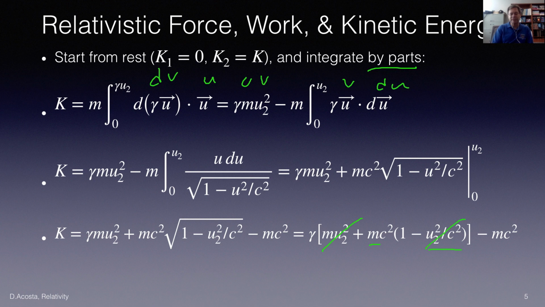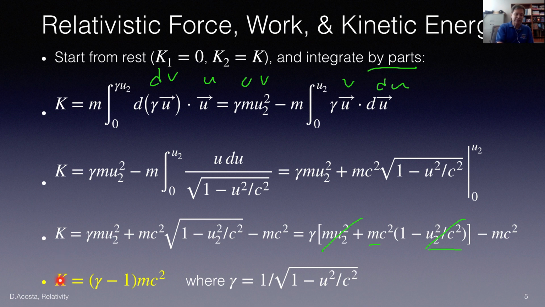So that term cancels with the first term. And so I just have gamma times mc squared minus mc squared. So my formula gets quite compact now. I have kinetic energy is gamma minus 1 quantity times mc squared, where gamma is 1 over square root 1 minus u squared over c squared.